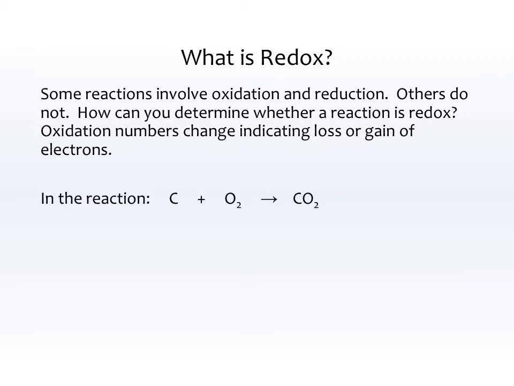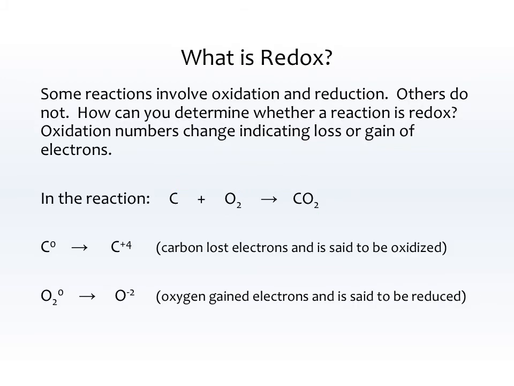So in the reaction C plus O2 makes CO2, let's look at the oxidation numbers. Carbon by itself has an oxidation number of 0, because any atom by itself is 0. Same with oxygen. All by itself, it's 0. But within the compound carbon dioxide, oxygen is -2, and since there's 2 of them, the whole thing equals 0, so carbon has to be +4. So we've got a +4 and a -2, even though they both started at 0.